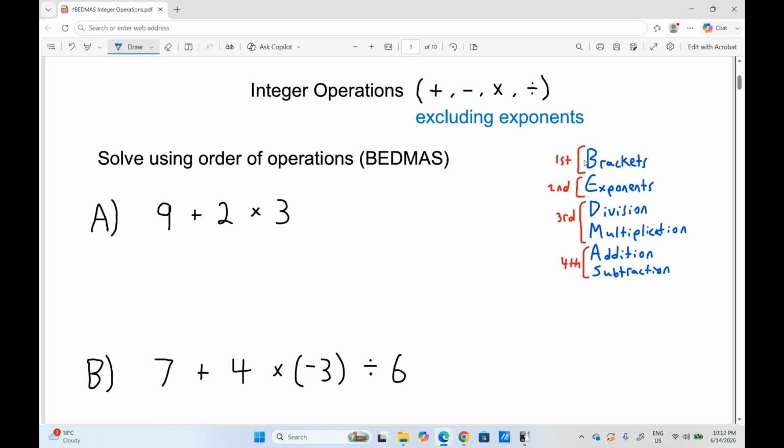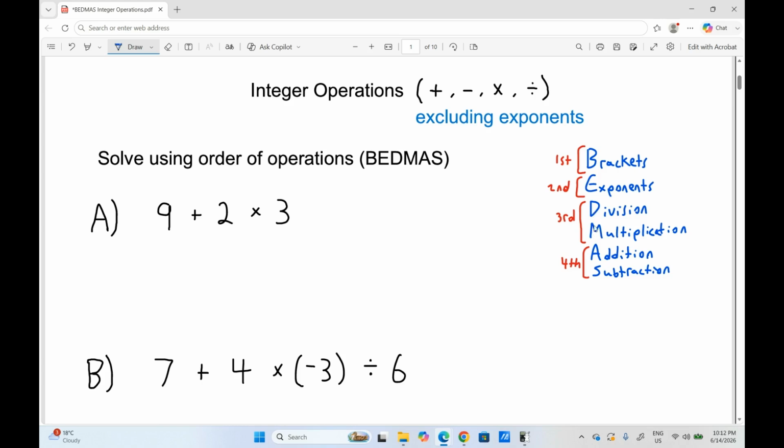operations. So that means, first things first, I want to find any brackets I have in this question and solve that first. Since I don't have any brackets, I move on to my next step, which are exponents. I want to scan for exponents here. And there aren't any exponents in this question. And in fact, there won't be any exponents in this entire video because I'm excluding them.